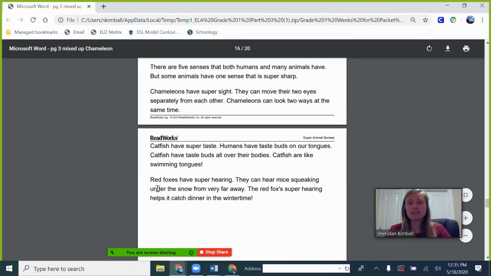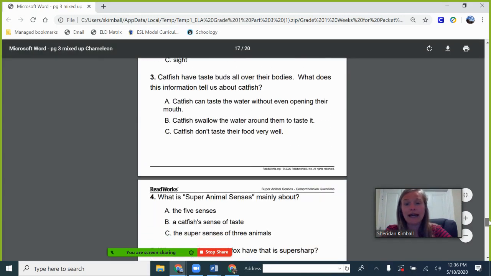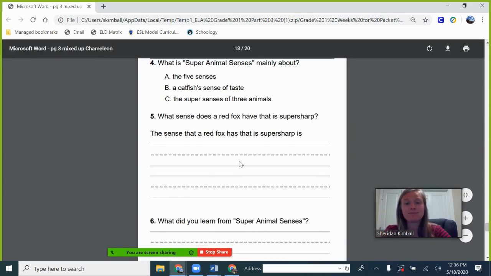So let's go back to foxes. I see fox right here. I'm going to read those sentences again, and you need to make your choice about which sense the fox had the best of. Red foxes have super hearing. They can hear mice squeaking under the snow from very far away. The red fox's super hearing helps it catch dinner in the wintertime. Find the answer in that sentence and write it right on your answer line for number 5. Good.